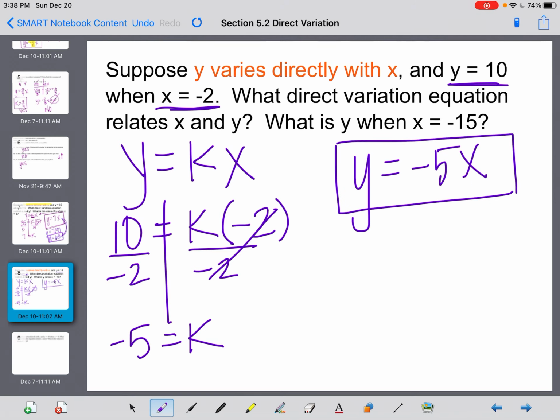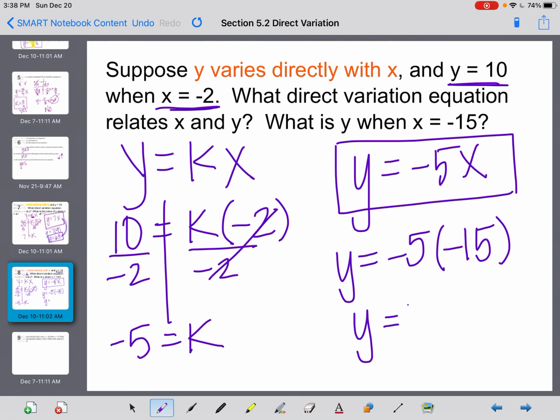Okay, the part 1 right there. What is y when x is negative 15? Well, I'm going to plug in a negative 15 for my x. I find out that y is equal to a positive 75 when x is negative 15.